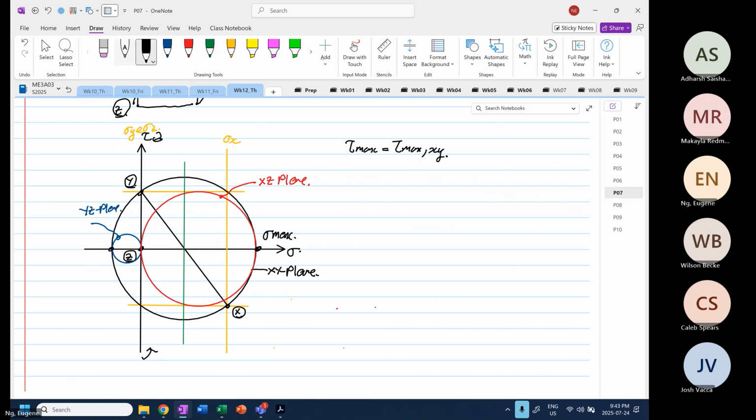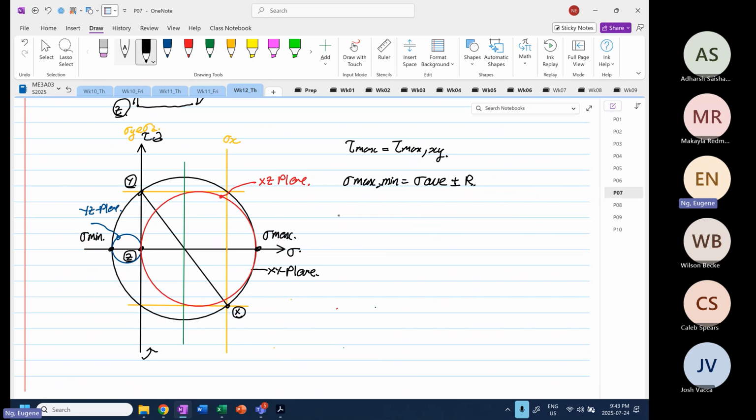Okay. Over here, this is your what? Stress mean. Okay. So we know that stress max and stress mean is equal to stress average plus or minus your R, right? Okay.